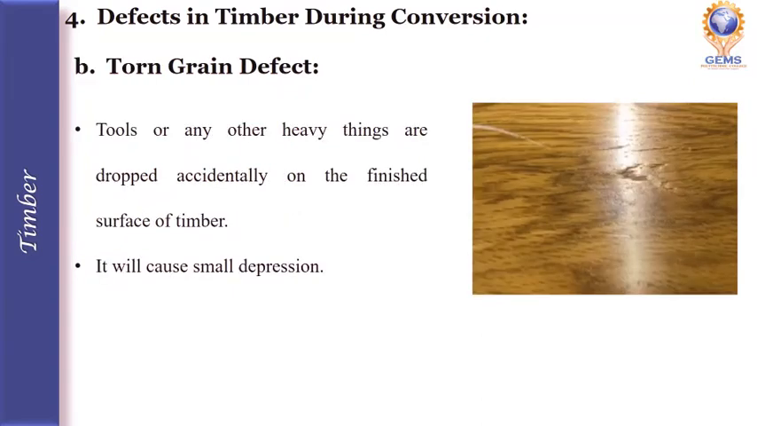Second is the torn grain defect. In the conversion, many cutting tools are used to convert the wood timber into planks or boards. If any of the tools or any heavy materials are dropped accidentally on the finished surface of the timber, it will cause a small depression on the surface of the timber. That defect is called torn grain defect.